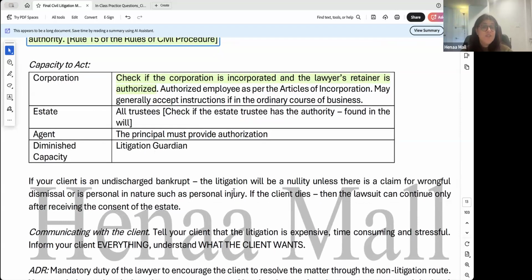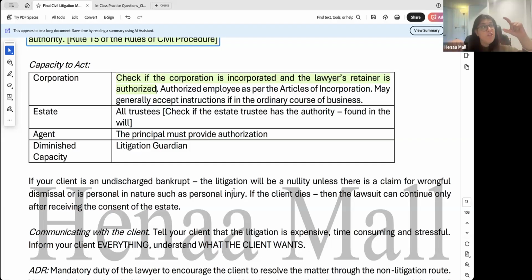If it is an agent, the principal must provide authorization. You will have a typical principal-agent relationship in the case of an employer-employee situation. If it's a person with diminished capacity, check if they have a valid litigation guardian.